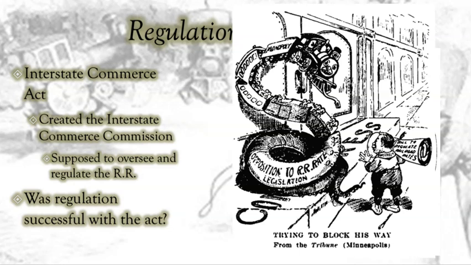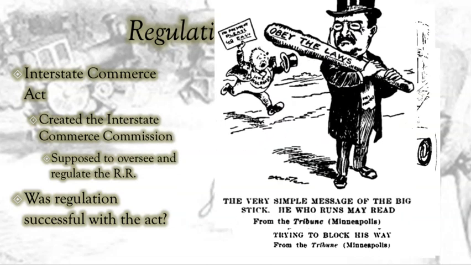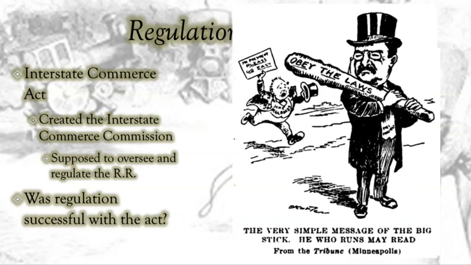In this cartoon, you can see the railroads represented as a snake blocking legislation from entering Congress. Regulation of the railroads was overly unsuccessful until a bold president in Teddy Roosevelt would be willing to stand up to corrupt corporations across the United States and protect American consumers and businesses.